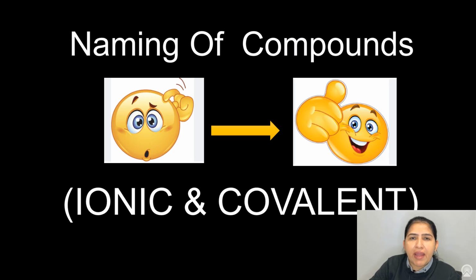Hello guys, we are back with our new video in which we are going to cover the naming of molecular or covalent compounds. In the first part of naming of compounds, we had covered the naming of ionic compounds. So today we are going to learn how and when we are supposed to use the prefixes mono, di, tri, tetra. So without wasting any time, let's get started.